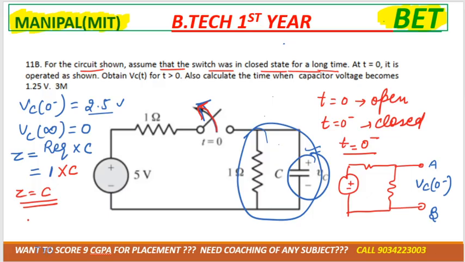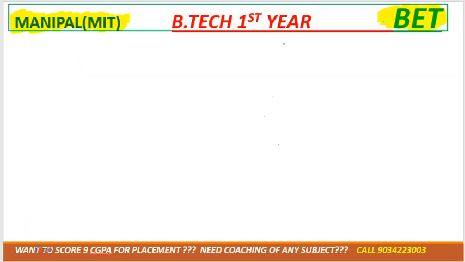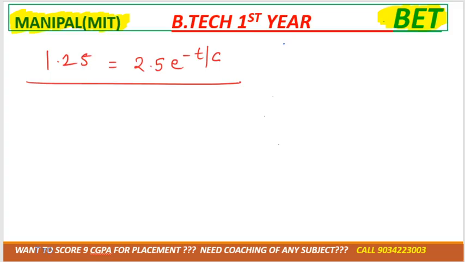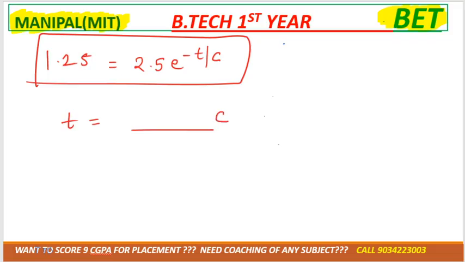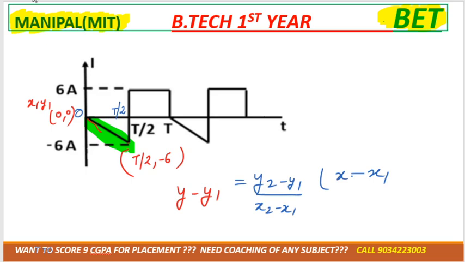Now we need to put it in the formula. What was the formula? Remember? After solving we'll get Vc of t, how much? That is 2.5 e raised to power minus t by C. They didn't provide the C, so we'll write it in terms of C only. Now they are asking the time when the capacitor voltage is 1.25 volt. So 1.25 is equal to 2.5 e raised to power minus t by C. Now you have to tell me the time in terms of C only.